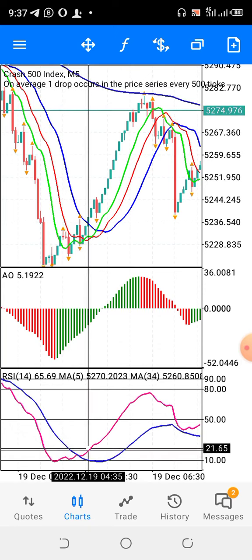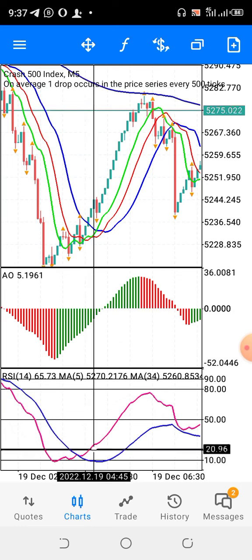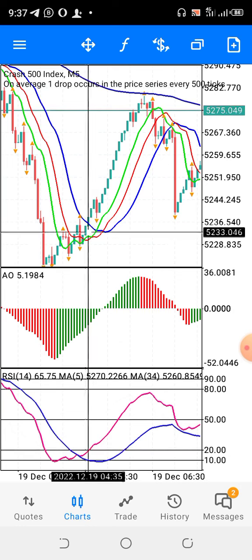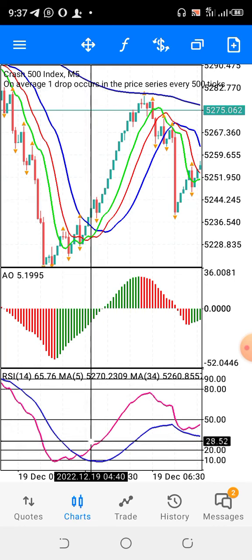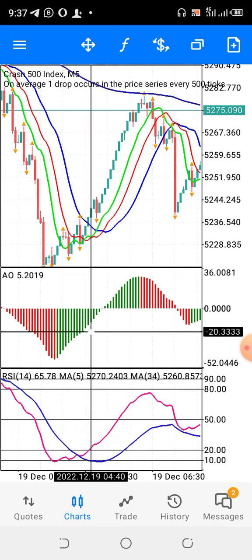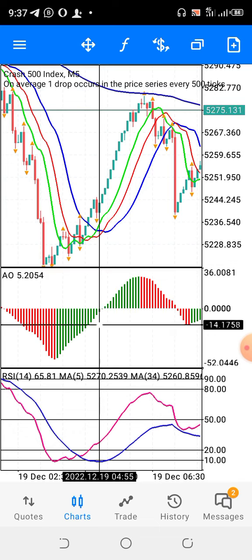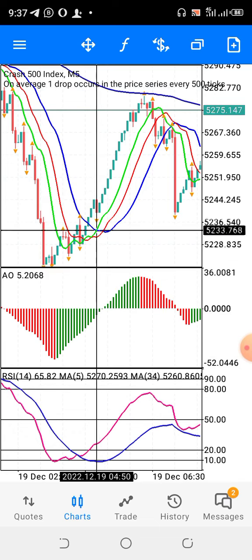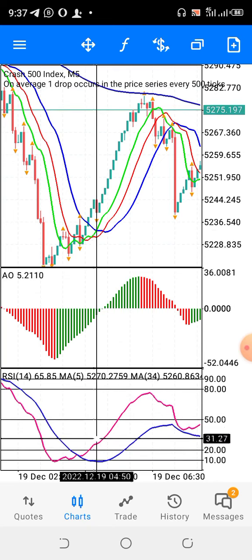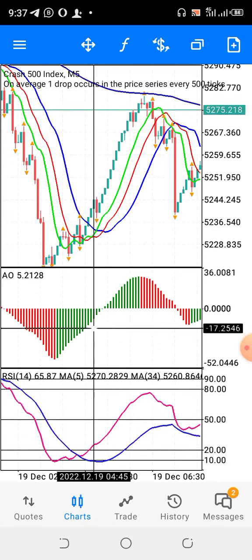If this crosses here, if this pink crosses 20, please watch the histogram. Anytime this thing crosses the 20, watch your main chart and watch the histogram. There is always an agreement for you to do your scalping. Watch it.